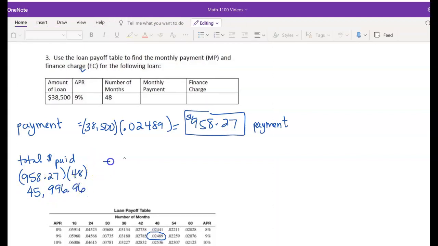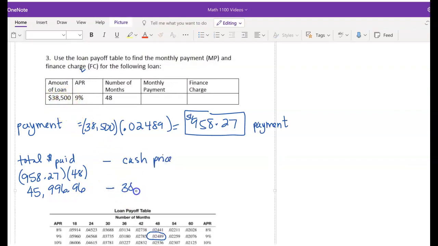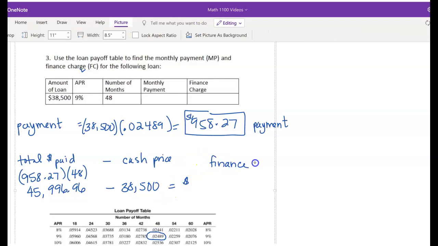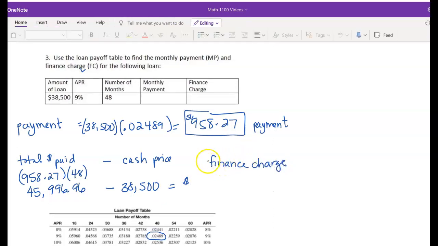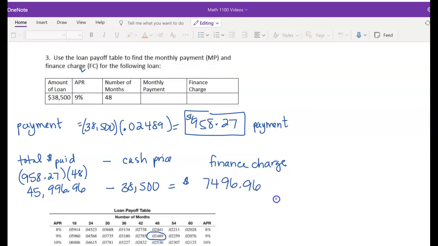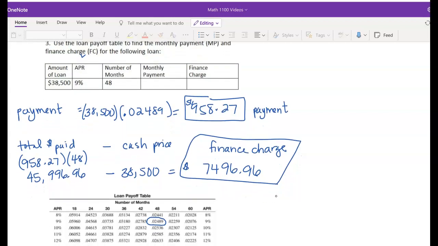$45,996.96 minus the cash price, and that was $38,500. And that gives us a finance charge of $7,496.96. Okay. Question 4.